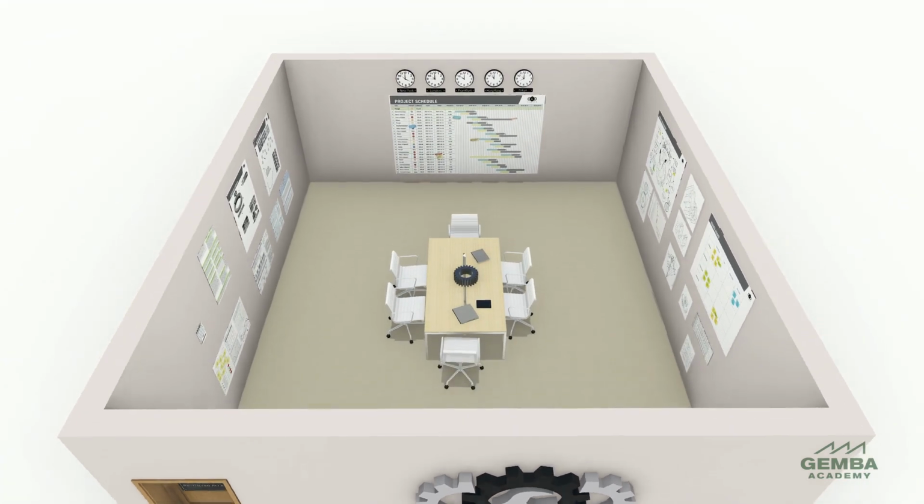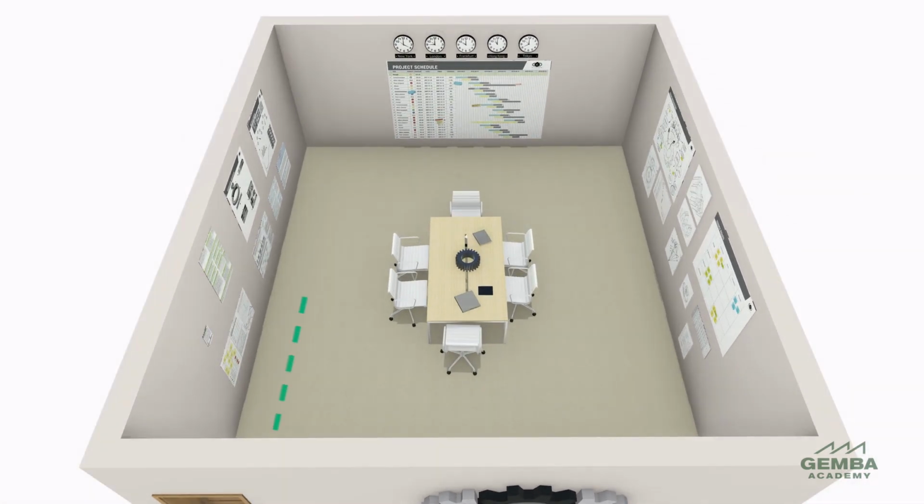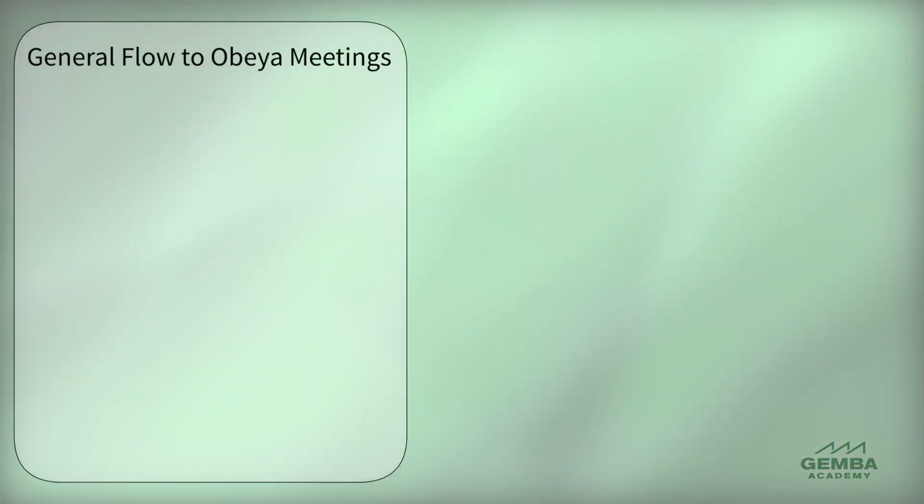The exact agenda and routine will be different for each Obeya meeting, depending on its scope and purpose. If an Obeya has been laid out properly, a meeting leader should be able to walk the group around the room, compare the current situation to the target, and raise the issues that require discussion and decision. A general flow to Obeya meetings proceeds as follows.